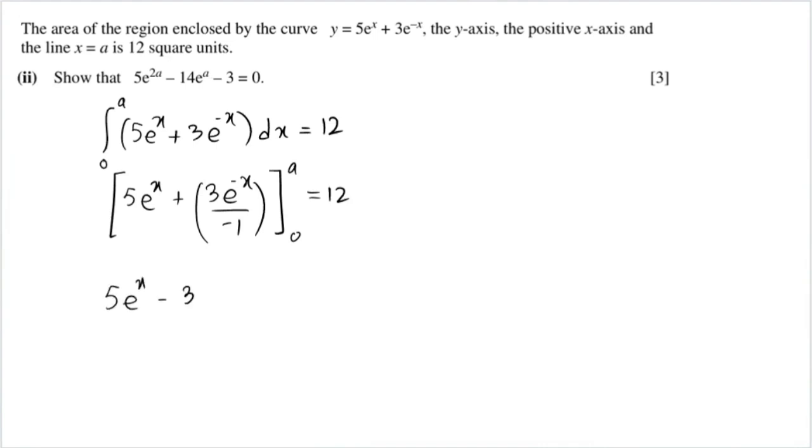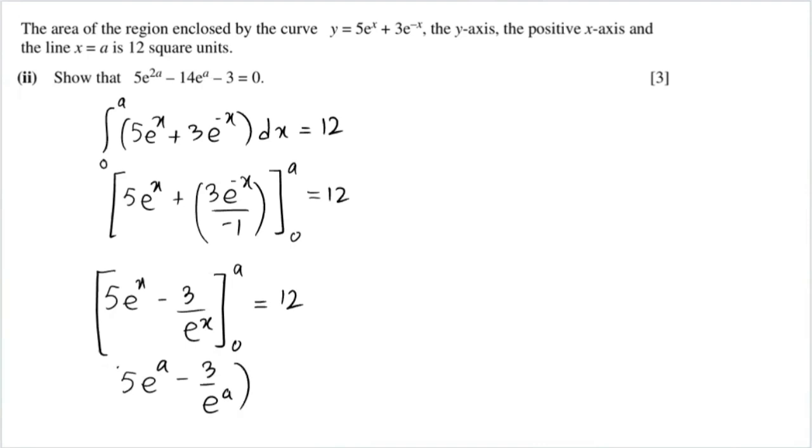5e^x minus 3, and let's write it e to the power x. So I want to apply my limits now. I can see there were no negative index in the result I'm trying to get. So that's why I made my e to the power -x positive by switching from numerator to denominator. So I'll get (5e^a minus 3) over e^a, upper limit, minus the lower limit, (5e^0 minus 3) over e^0, equals 12.